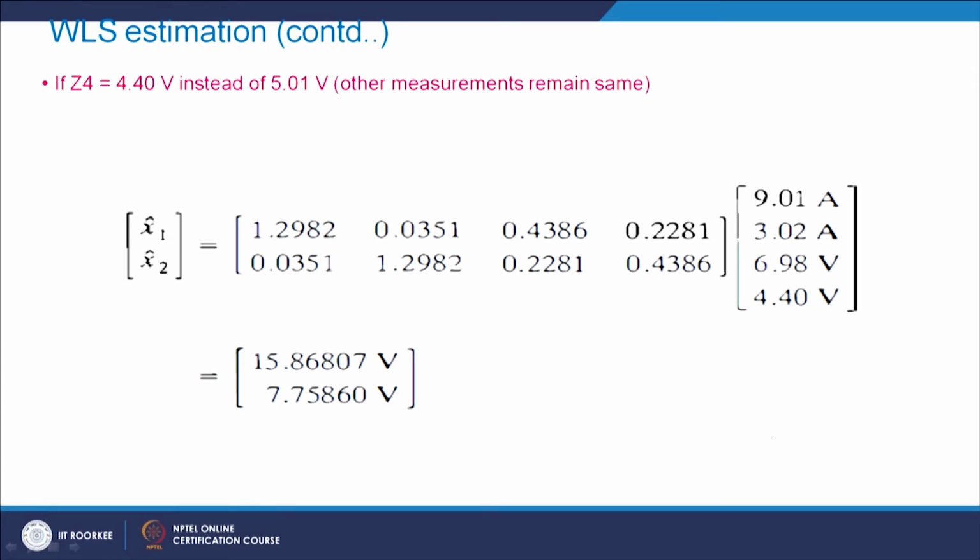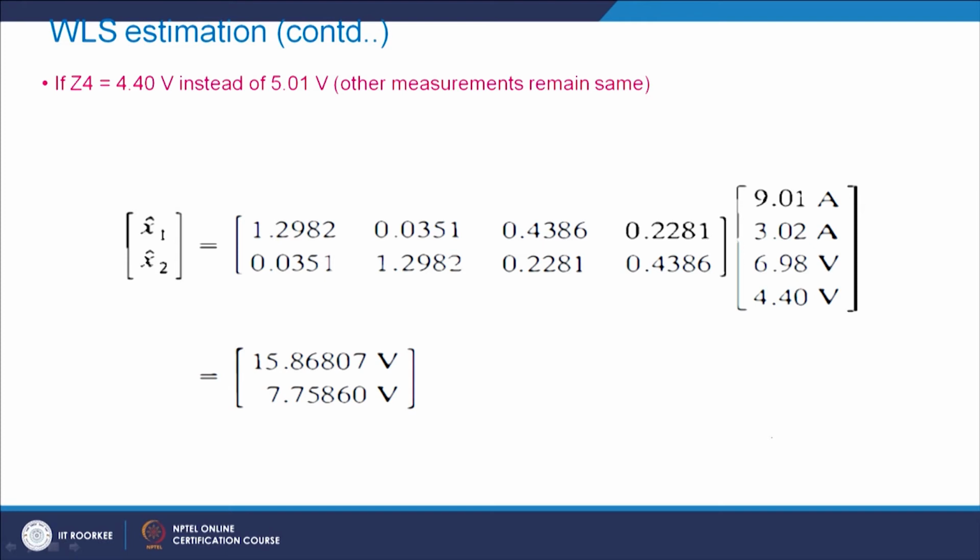Now, here the point is that this calculation has been done only for a particular set of measurements. Please note that even if we take these measurements repeatedly, that is if I take this set of measurements right now and then take another set by utilizing the same meters and the same circuit after let us say 10 minutes, we may get some other values. Suppose for example, we take another set of measurements and for Z4, that is VB, we get 4.4 instead of 5.01.